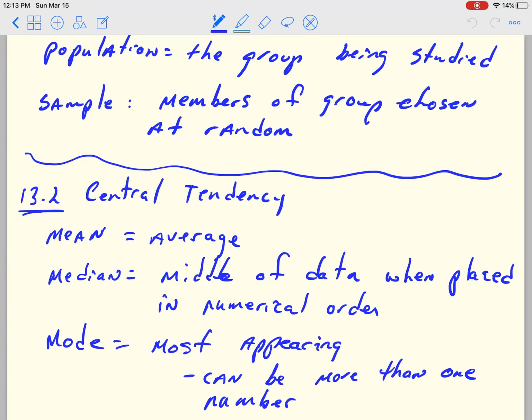The median is the middle of your data when you place all those numbers in numerical order. If you have 2 numbers in the middle, you add both of those up and divide by 2, and that will be your median. Mode is the number that appears the most. You can actually have more than one number be the mode.